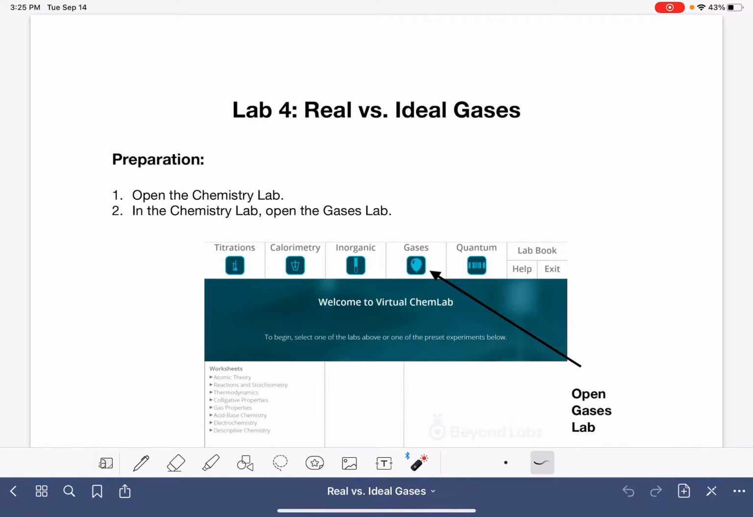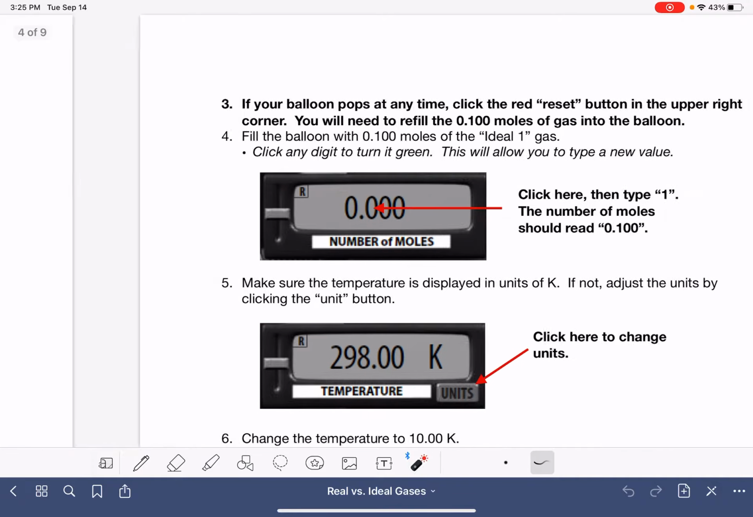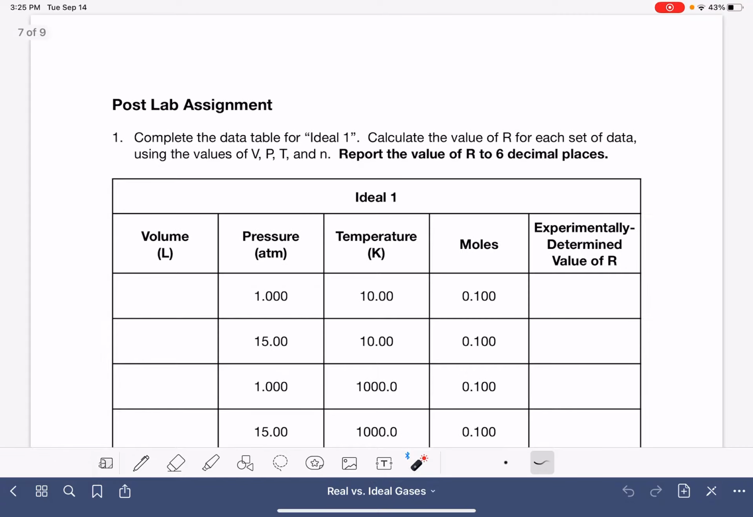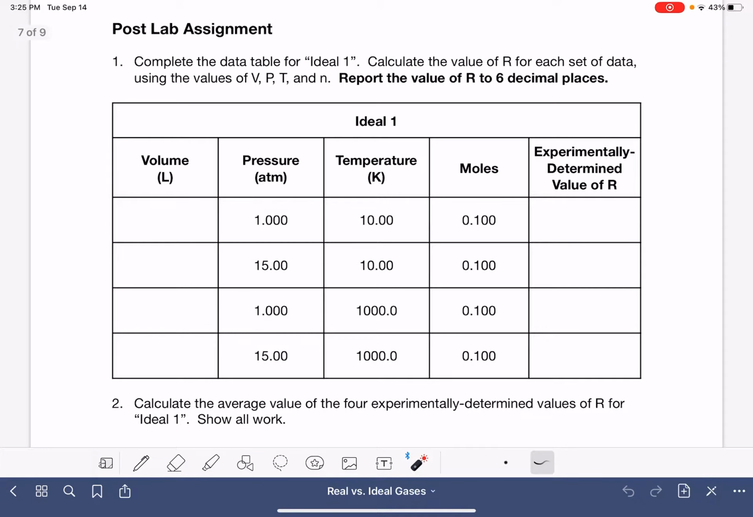In this video, I'm going to walk you through the post-lab for lab 4, real versus ideal gases. So the first data table is data for an ideal gas, number 1. You will have reported the volume for the gas under these 4 different combinations of pressure, temperature, and moles, and then you're going to use that to calculate the value of R.